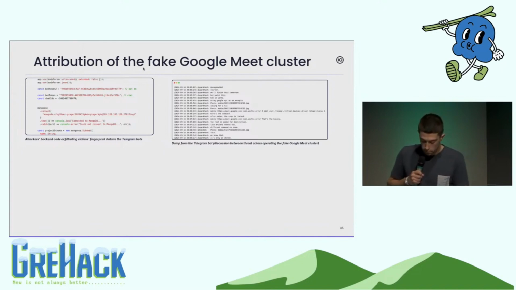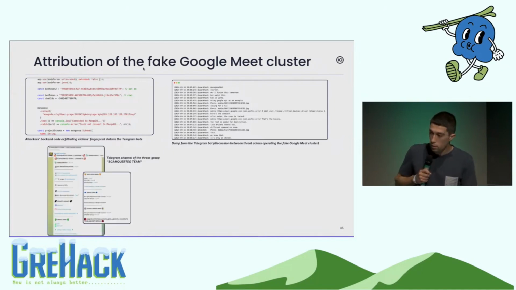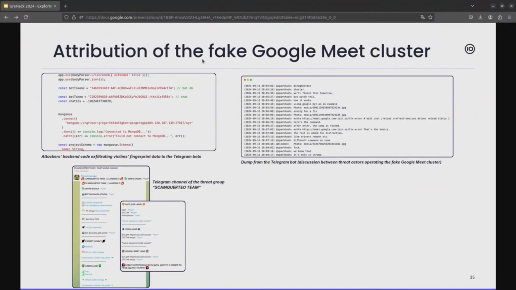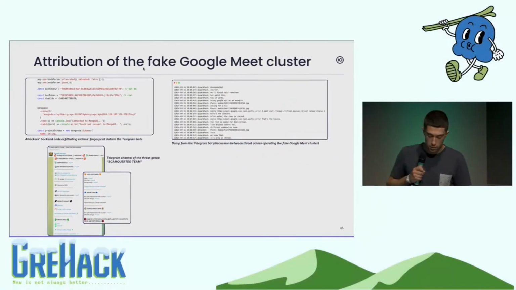First, we found a chat in the Telegram bot. It was written in Russian, of course, but we translated it. It was a threat actor, Sparkhash, who explained to another threat actor how to use this cluster. Using this information from the Telegram bot and the MongoDB, we were able to find the threat group on Telegram, a Russian-speaking threat group named QuamCarteo. It is a threat group specialized in targeting cryptocurrency users and NFT users.